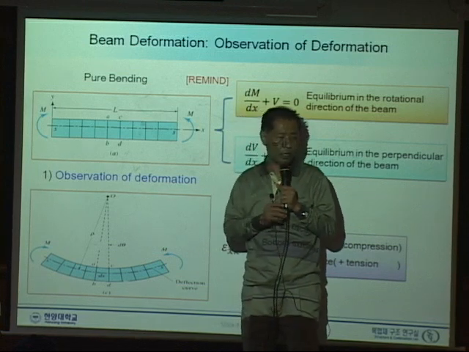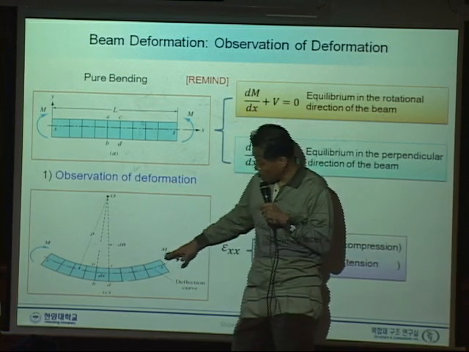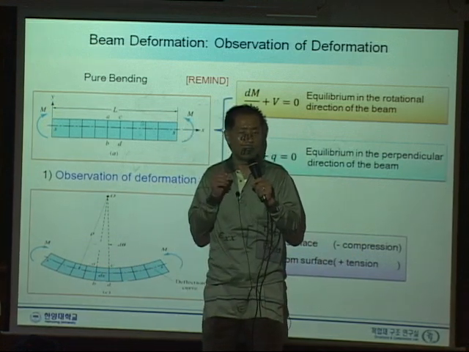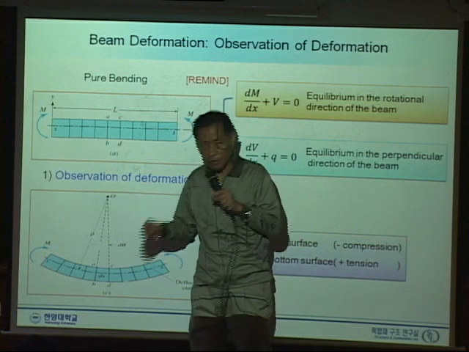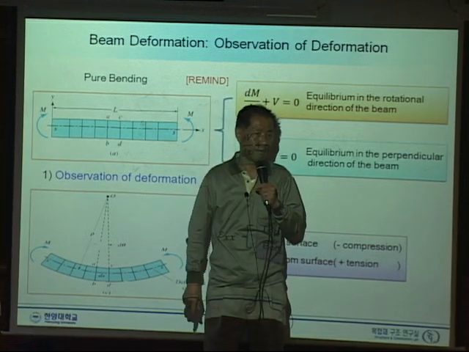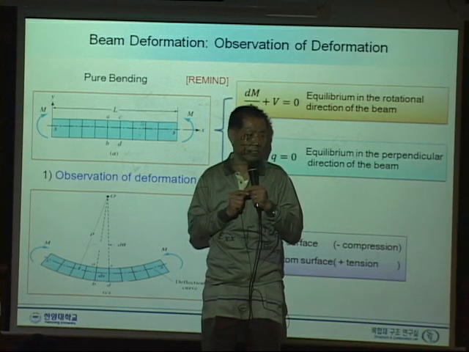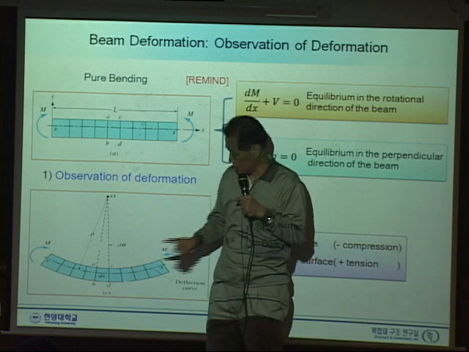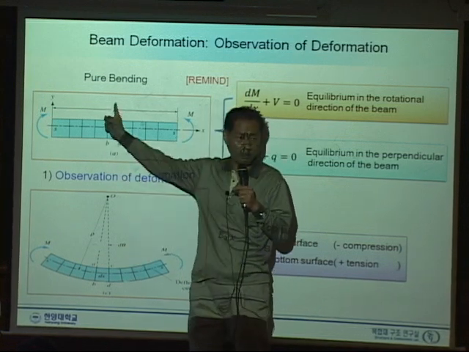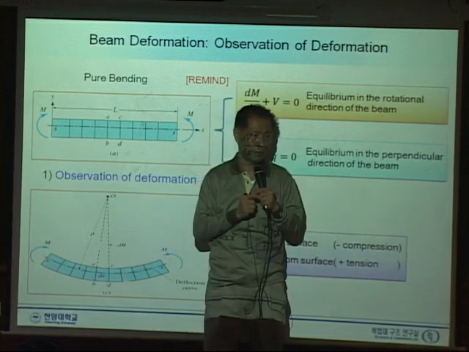Okay, we need to clarify the meaning of tension and compression. Back to the top surface. We agree that there is compression. Compression in which direction? In the x direction. This is the x and this is the y, right? So compression means that it is in the x direction.